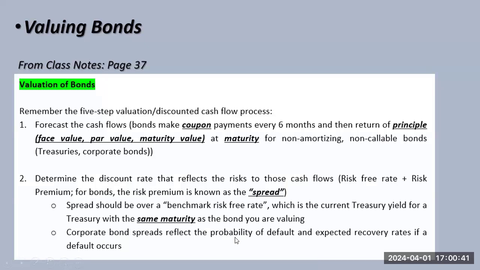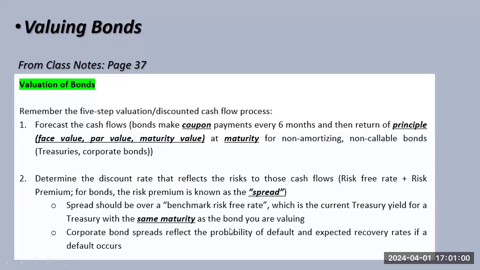Corporate bond spreads reflect the probability of default and what kind of recovery you might get if they do default. So AAA are going to have what? Wide spreads or narrow spreads? Yeah, very, very narrow spreads. Triple B, kind of wide, triple C, really wide spreads.